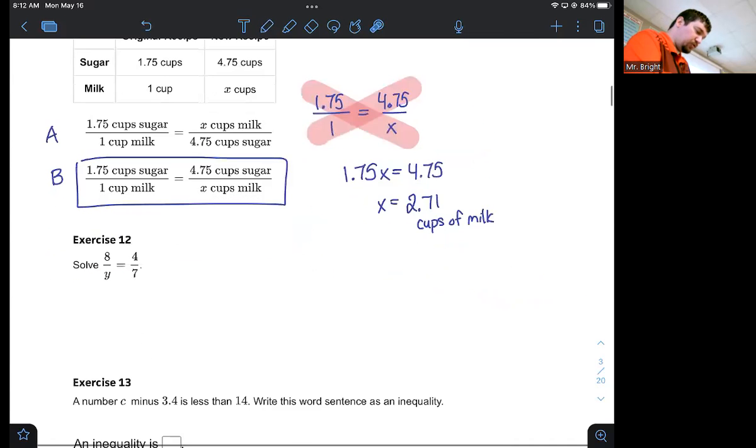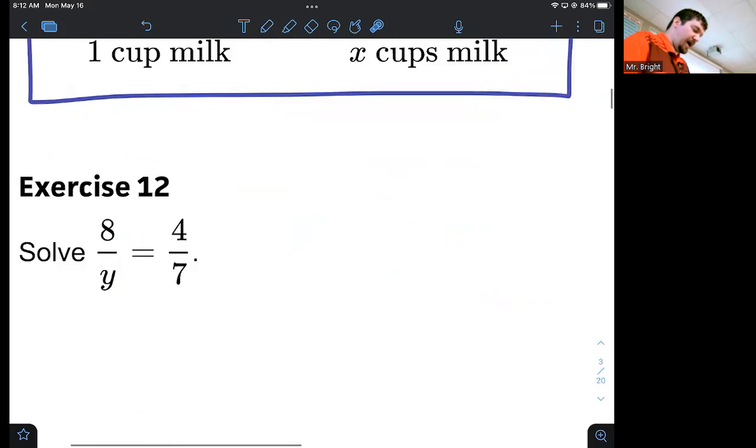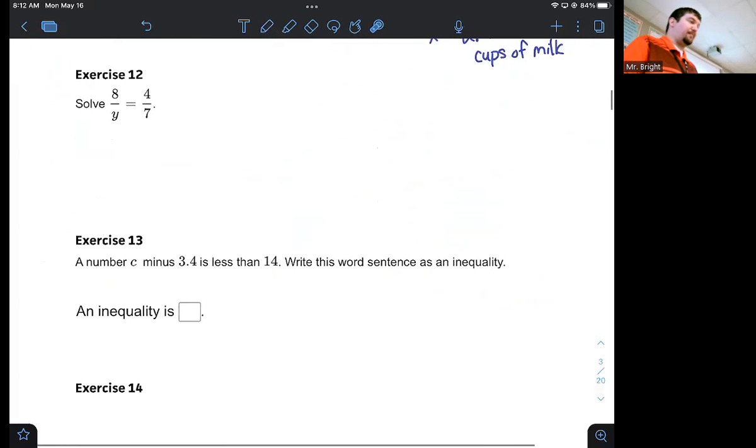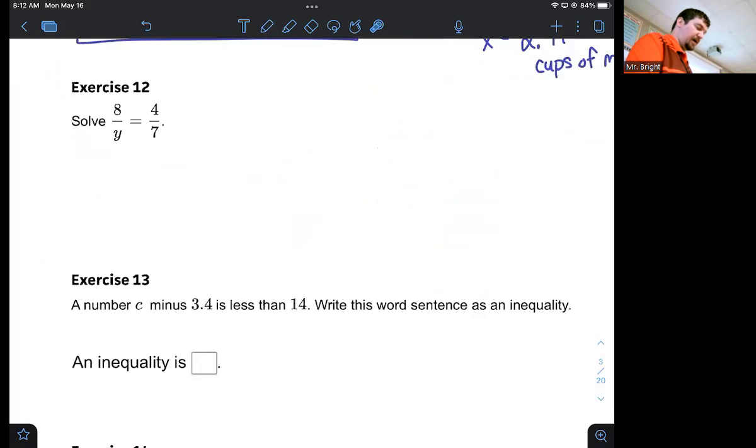All right, moving on to number 12. Number 12 says solve 8 over y equals 4 over 7. Now we can start using our calculators because this is a problem that we would have had in chapter 5. And then I see the next problem here is a chapter 4 problem. So we're good to use our calculators.